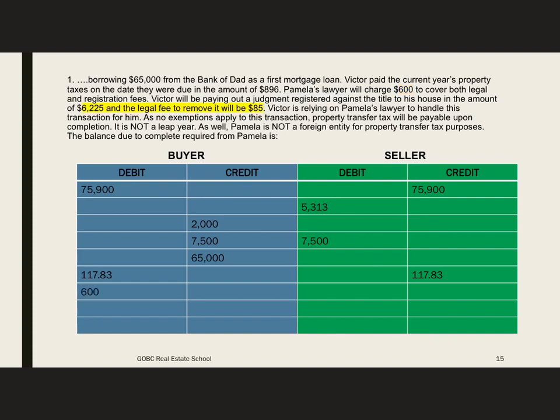The next thing is the judgment registered against the title for Victor. It says it's against the title and it's in the amount of $6,225, and there's a legal fee to remove it, which will be $85. Both of those are Victor's charges. Even though it says a legal fee, you have to make sure that you know who owns that fee, who caused that fee. Victor's the one that needs to pay both of these, so we would debit both of these to Victor, and they would not show up on Pamela's statement.